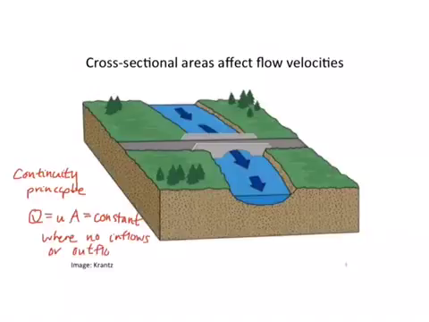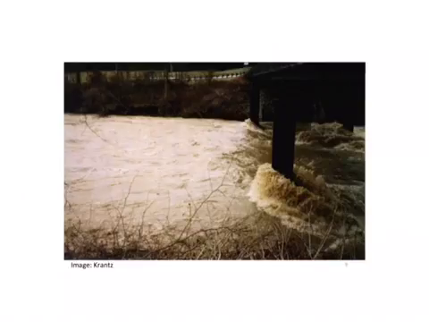And so if we're looking at a section of river like the one that's depicted here, you can see that the presence of this bridge narrows the cross-sectional area, and therefore you would expect much faster flow immediately under the bridge than in the upstream or the downstream location. Something that we do see in reality.